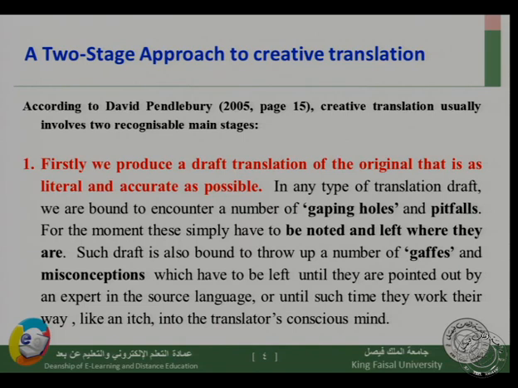There are two stages when you are translating any literary text, whether it is poetry or drama or a novel or a sacred text. We will come to that next lecture, inshallah. Stage number 1: you have a text in front of you, a poem, a short story, a novel, whatever. Firstly, you need to produce a draft translation of the original that is as accurate and literal as possible.